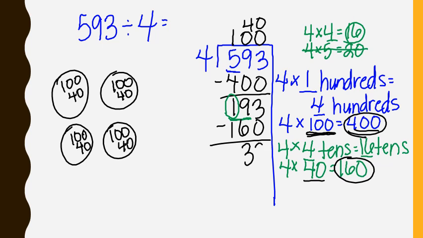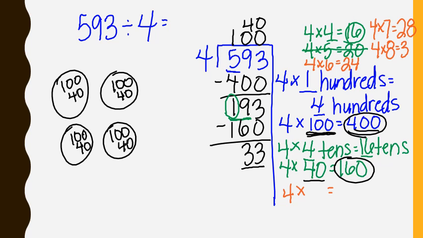Now I have 33. So now I'm dealing with ones. I go from the ones place over and see that I have 33 ones. So I have to think 4 times how many ones would get me as close to 33 as I can get. You have to really think about your multiples of 4. Multiplication is so important throughout the rest of your mathematical career. So I can think 4 times 5 is 20. 4 times 6 is going to give me 24. 4 times 7 will give me 28. 4 times 8 gives me 32.